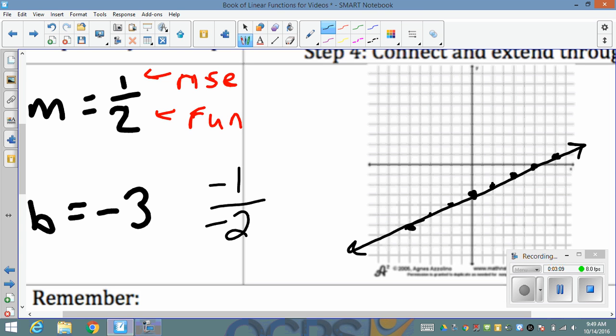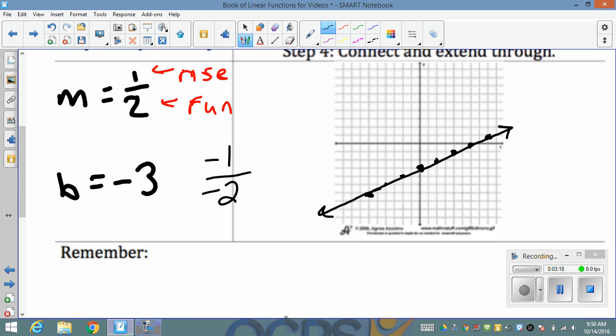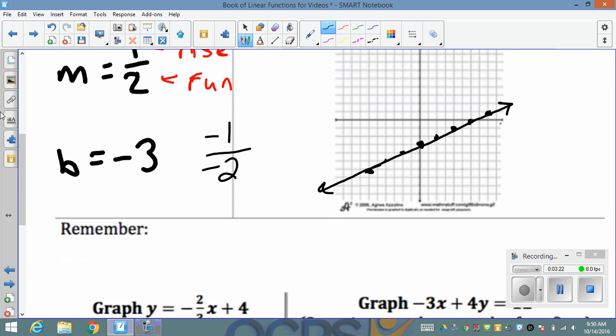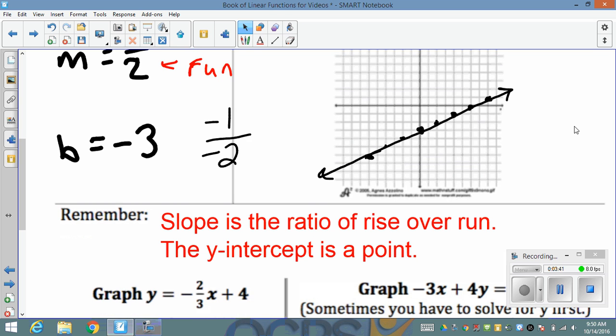And that is it. What we have done is we have graphed all the points that make the equation y equals 1/2 x minus 3 true. We do need to remember here as we're doing this that slope is the ratio of rise over run, and the y-intercept is a point. So you're plotting the point, and then you're counting your slope to get to the next point. Let's take a look at 2 more examples.